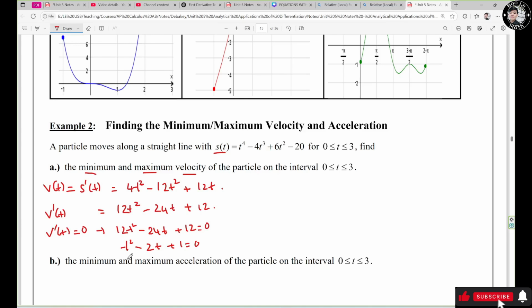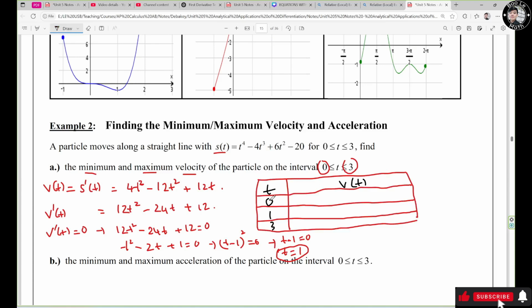So it's going to be a perfect square: t minus 1, all squared, equals 0. So t minus 1 equals 0, and then t equals 1. This one is the first candidate. Now you have the second candidate right here, 0, and the third candidate is going to be 3. So you're going to sketch the table.